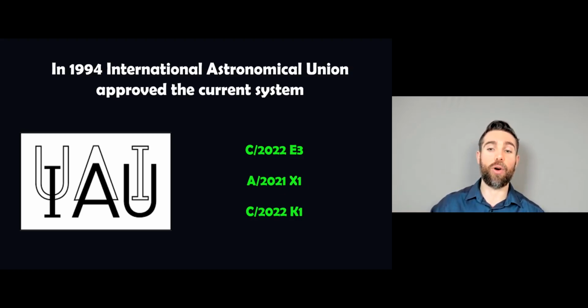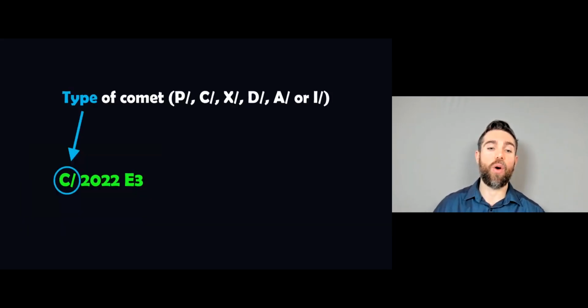So how do they actually come to that code name? Well, the part at the beginning denotes the type of comet that it is, and there are a few different types of comet that it can be. So it's not just a comet, there are subcategories within that that can help determine what type of comet it is, and that becomes the prefix, followed by a forward slash.